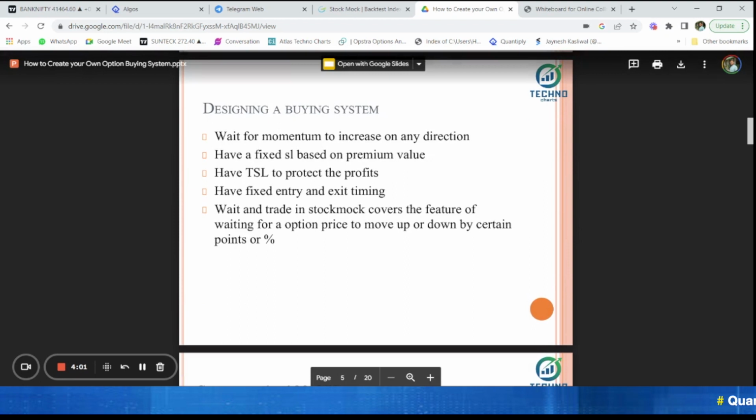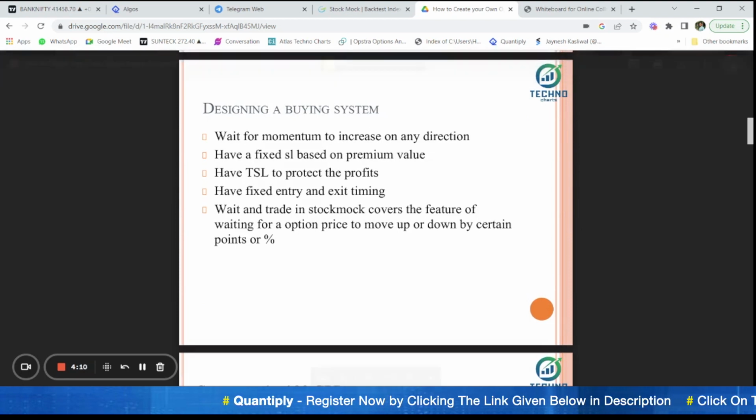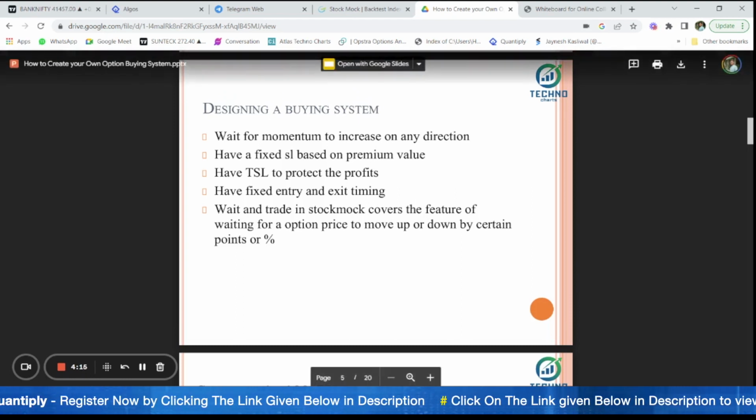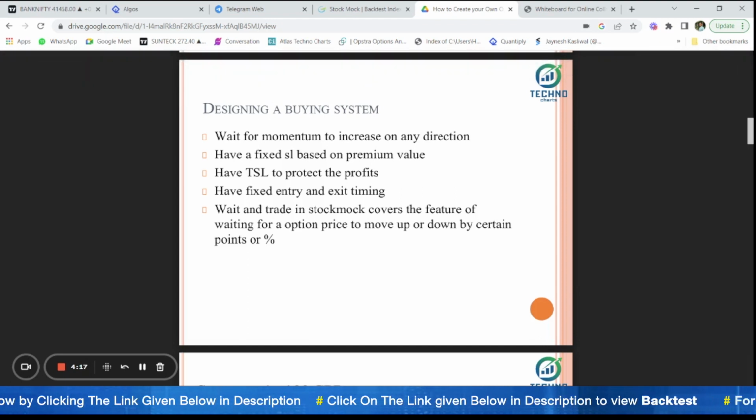Basically we are waiting for the momentum to increase in any direction. We have a fixed SL based on the premium values, trailing stop losses to protect the profits, and fixed entry and exit timings. This is how we are trying to design a buying system. This is known as systematic option buying, where we are not going to apply brains in the market hours. We are just going to follow the system and run it, and the majority of the work will lie outside the market hours, where you can improve the system in backtesting as well as execution.